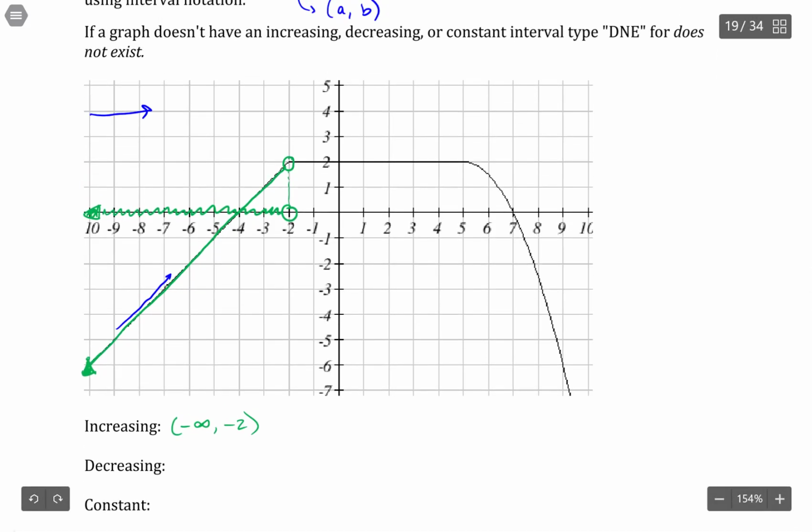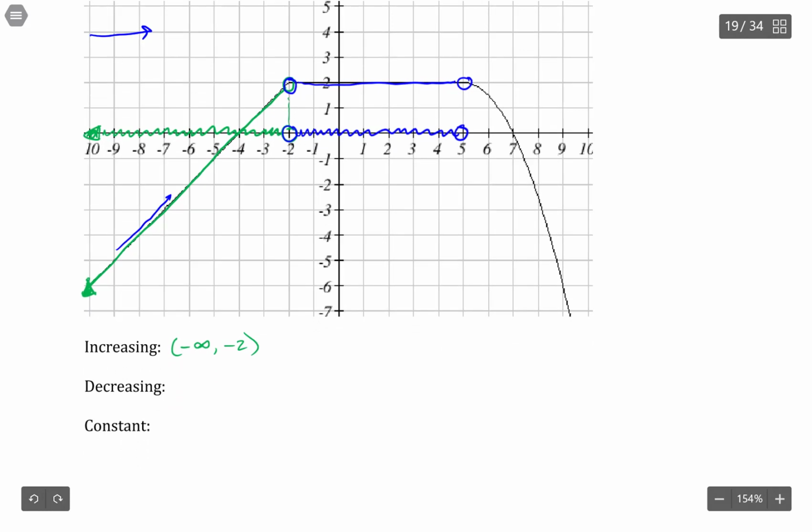Now, segments that are horizontal lines are constant. So this next group, going from here to here, that is a horizontal line. So it's just the x values that we're concerned with, however. So the x values for that horizontal line start from -2 and go to +5. So we're constant on the interval from -2 to +5.